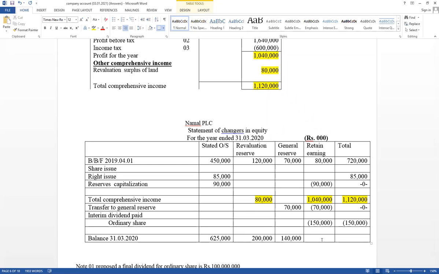Retained earnings total amount equals 810,000. This one minus this one plus this one minus. Then take the total value, this line and this column as well as this line. Both are equal. Whether you take the total on this side or on this side, it is the same. Take the answer.